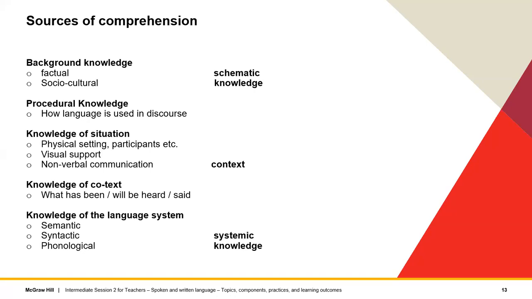Sources of comprehension. Some of you have seen this before. Some of you mentioned schemata before. These have been the sources of comprehension, technically speaking, in applied linguistics for a couple of decades now, more actually. First one, background knowledge: factual, sociocultural, schematic knowledge, procedural knowledge, how language is used in discourse in different types of exchanges, knowledge of situation, physical setting, participants, etc., visual support, nonverbal communication.